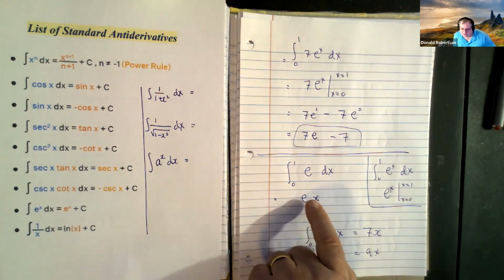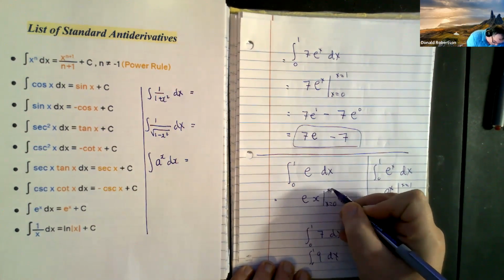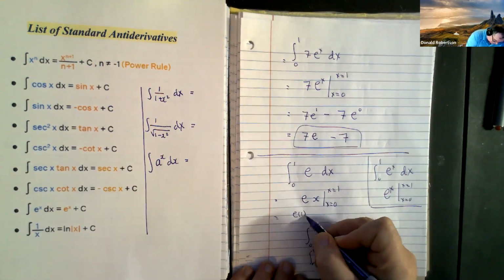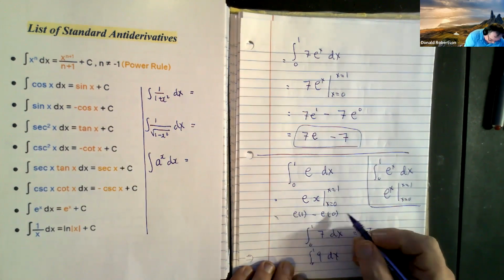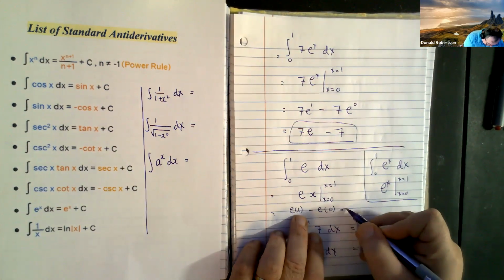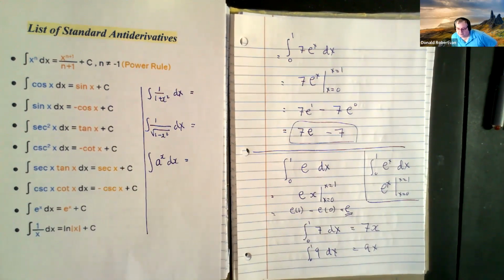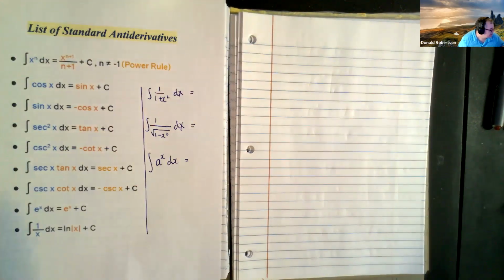So the answer is e times x, evaluated at x equals 0 and at x equals 1. Well, e times 1, take away e times 0. Notice it's not powers, it's multiply. E times 1 gets you e, take away nothing, and your answer, rather boring, e. So there's a little sneaky one for you.